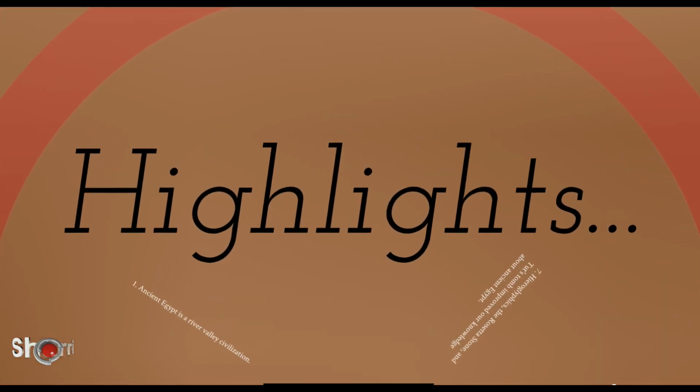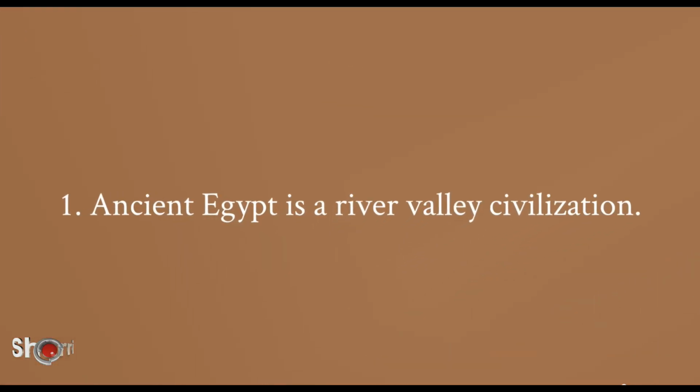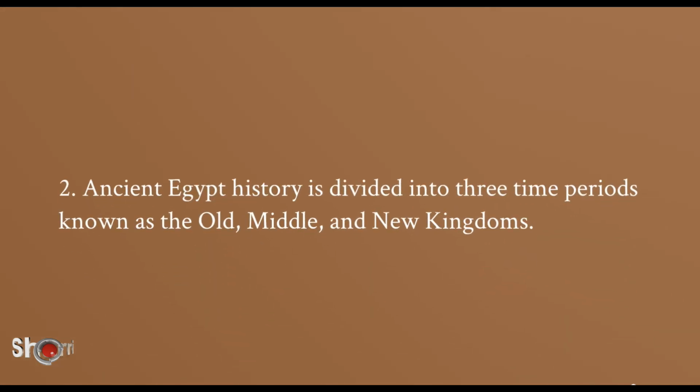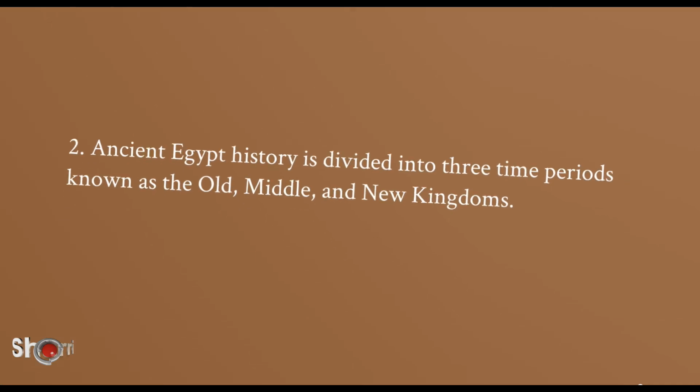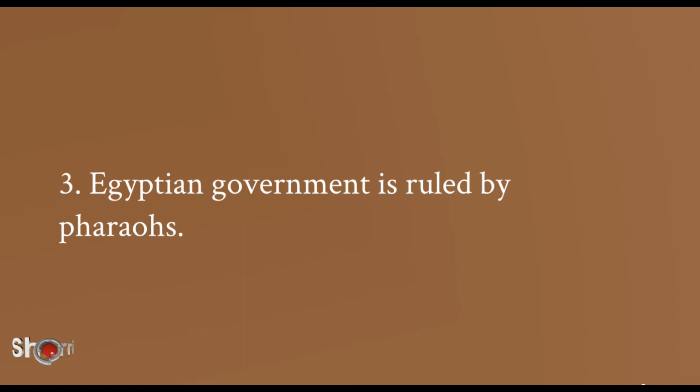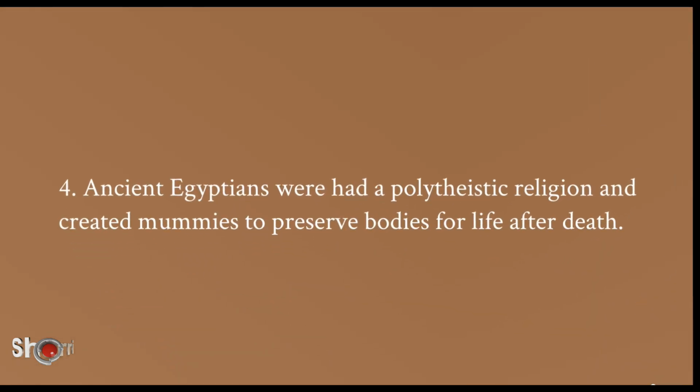Highlights. Ancient Egypt is a river valley civilization. Ancient Egypt history is divided into 3 time periods, known as the Old, Middle, and New Kingdoms. Egyptian government is ruled by pharaohs. Ancient Egyptians had a polytheistic religion and created mummies to preserve bodies for life after death.